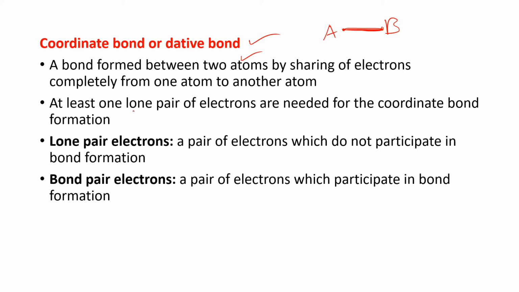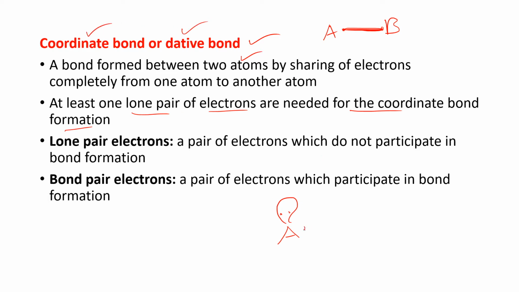In this case, at least one lone pair of electrons is needed for the coordination bond formation. First we have to discuss what is meant by a lone pair of electrons and what is meant by a bond pair of electrons. If it is an atom, the electrons are present, and some electrons are in a pair and are not going to be involved in the bond formation. Generally they will not be involved, but if they are involved in bond formation, that bond is known as a covalent bond or dative bond.